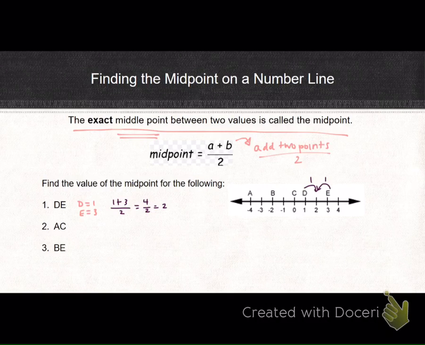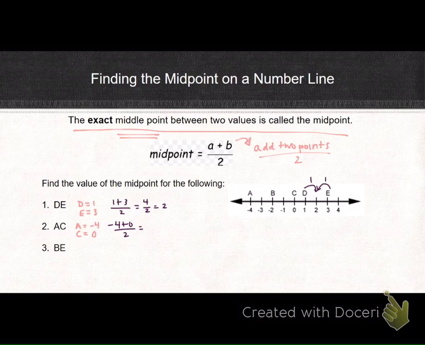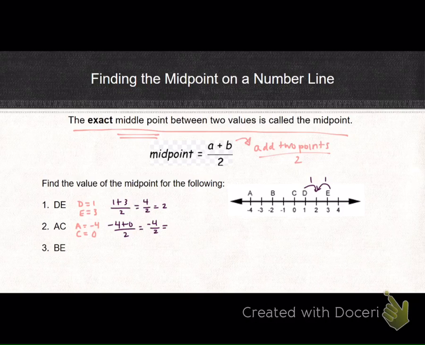Okay, Hayden, what are my points for A and C? -4 and 0. Okay? So how would I find the midpoint, Hayden? Add -4 and 0 and divide by 2. So you get what? -2. Which again makes sense because this is 2 away and this is 2 away, so they have the even amount on both sides. That's what makes it a midpoint, is it's an even amount on both sides.